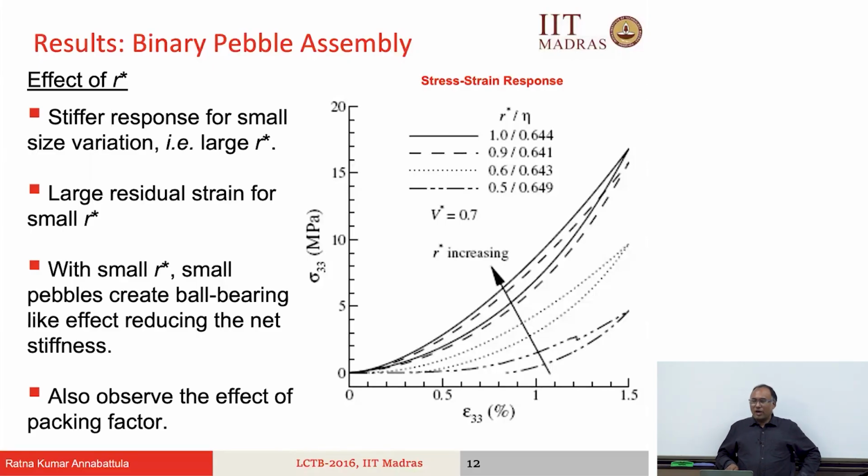Similarly, now let us look at the effect of R star. What is R star? Radius ratio. If R star is equal to 1, what is the meaning of that? Mono-size assembly. And if I am reducing R star, what is the meaning of that? There is a larger gap between particle sizes. There are large particles and small particles. Okay? Now, if you carefully observe, which one has the highest packing fraction?